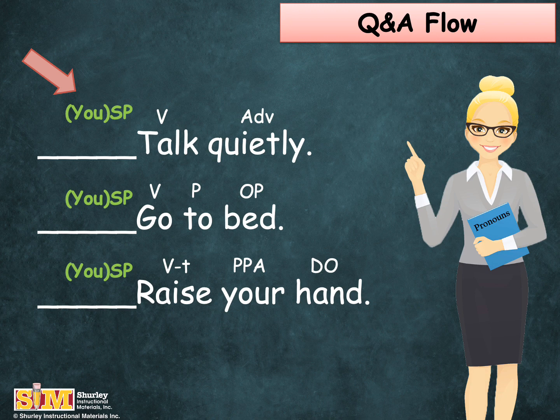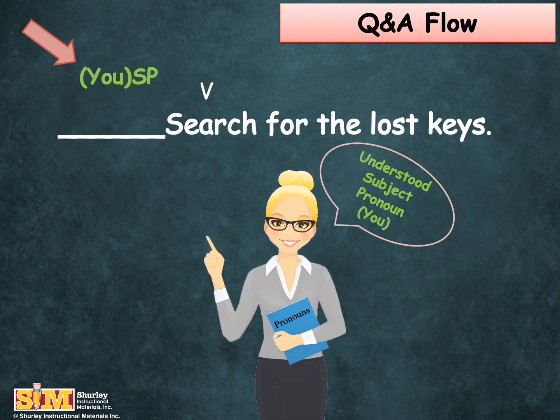In fact, all of these imperative sentences begin with the understood subject pronoun you. Whether you can see the subject or not, every sentence has a subject and a verb. Although the subject pronoun is not written or spoken, it is simply understood to be there. The understood subject pronoun is like an invisible subject.